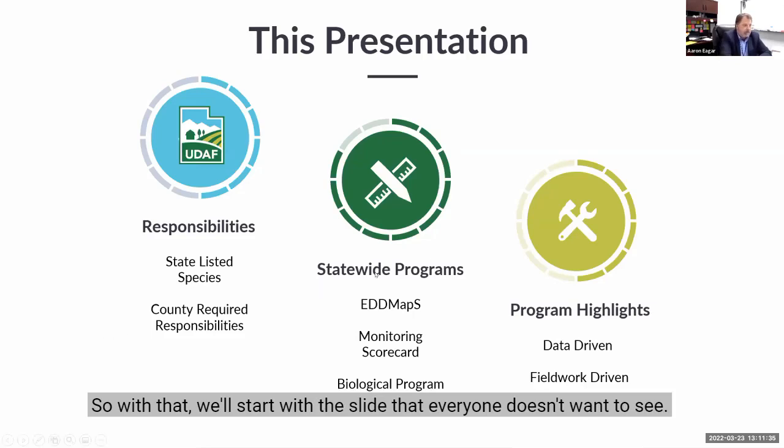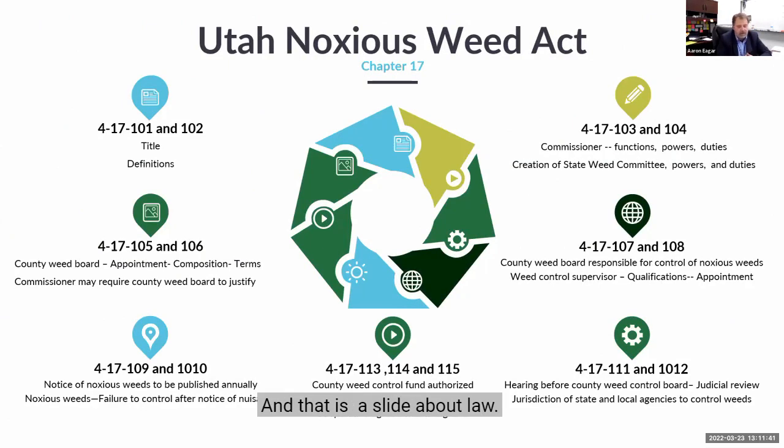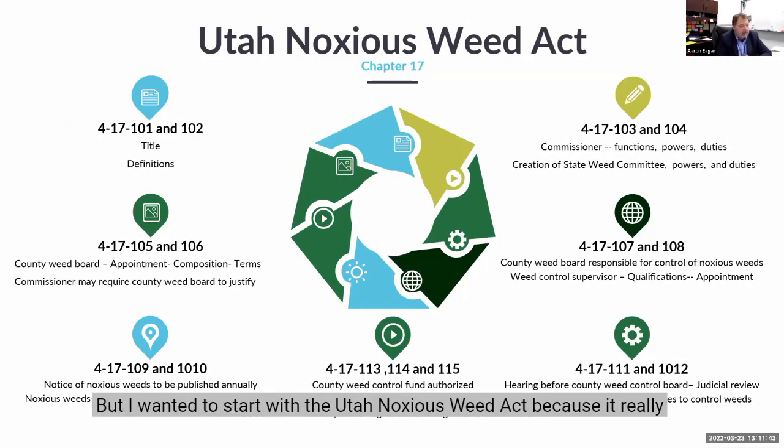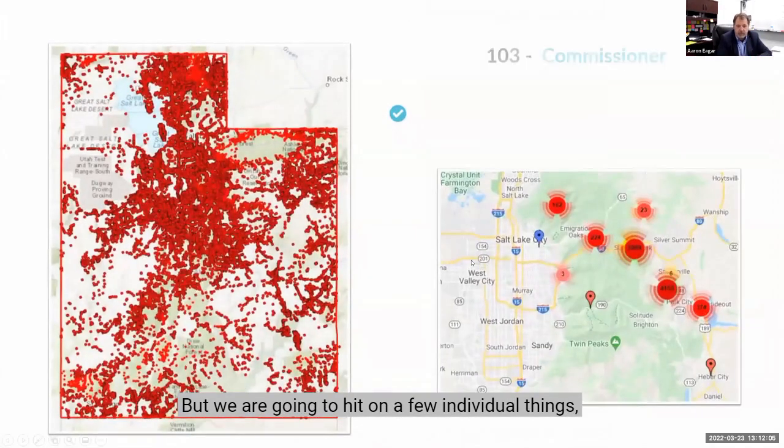So with that, we'll start with the slide that everyone doesn't want to see, and that is a slide about law. But I wanted to start with the Utah Noxious Weed Act because it really defines why we moved into the EDDMapS platform as the choice we made. And so we're not going to go through all of these, and you'll all thank me for that, but I wanted you to see what our actual law looks like. But we are going to hit on a few individual things.